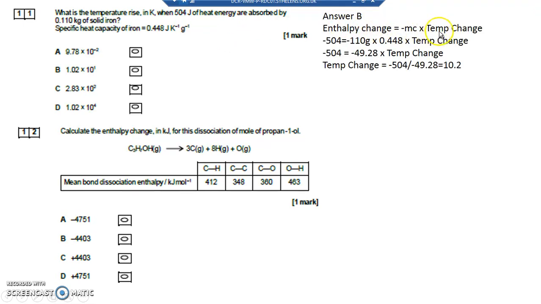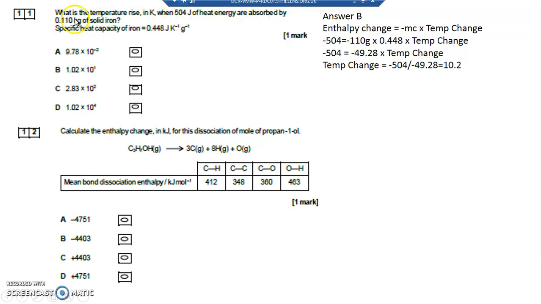If I've been given a specific heat capacity, the only equation I know with that is enthalpy change, or Q, equals minus MC multiplied by temperature change. So enthalpy change I've got is 504. Absorbed, so it's a minus value. Minus MC delta T, minus MC multiplied by the temperature change, minus 110 grams.